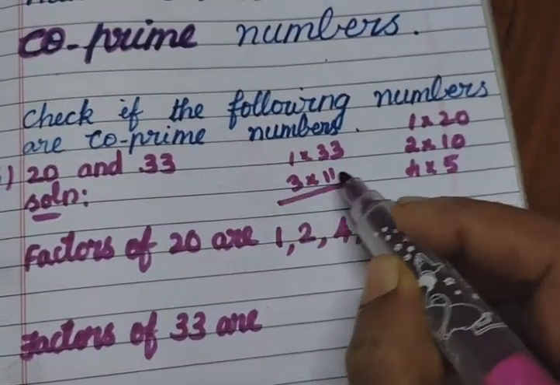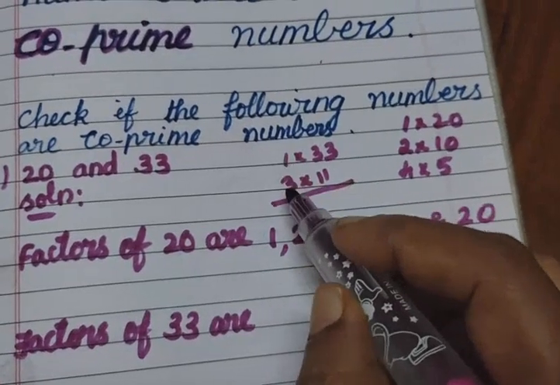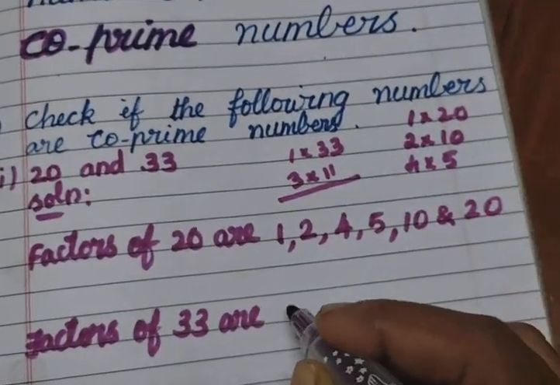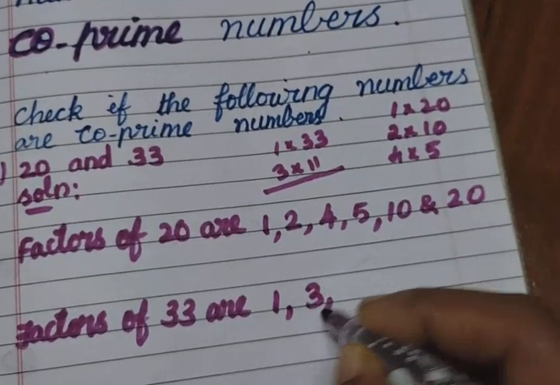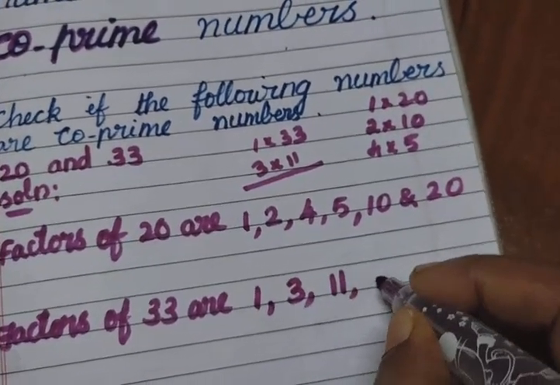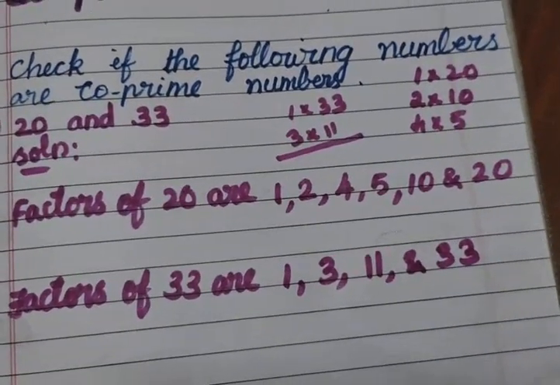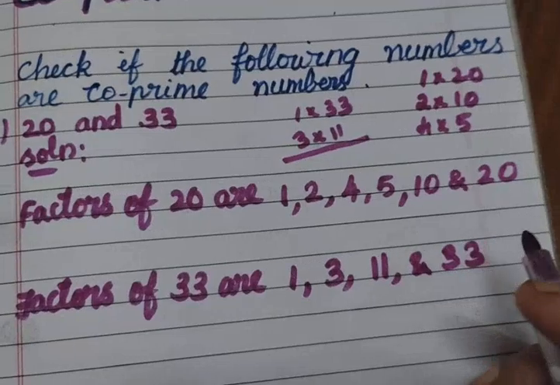So what are the factors of 33? 1, 3, 11 and 33. Okay children, 1, 3, 11 and 33. These are the factors of 33.